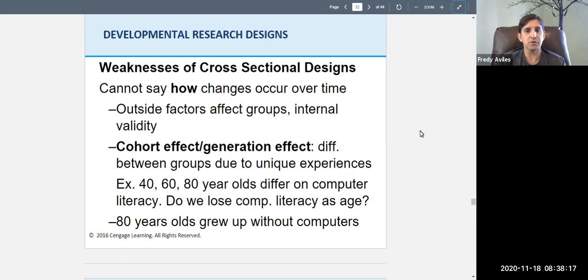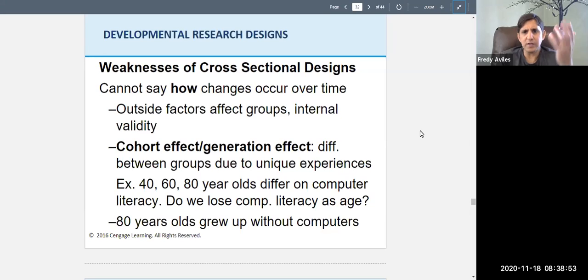They grew up without computers, right? So if you compare 40, 60-year-olds, let's say on computer literacy and how much they know about computers, how well they handle computers, right? You'll find that 80-year-olds do a lot worse than 60-year-olds, and that 40-year-olds do the best of all. Does that mean that as we get older, we are just worse at using computers? Or does it really mean that, if you're older, you probably didn't have the advantages of people growing up today who grew up with this technology? That's a cohort effect, right? They had a different life experience. They grew up at a different generation.